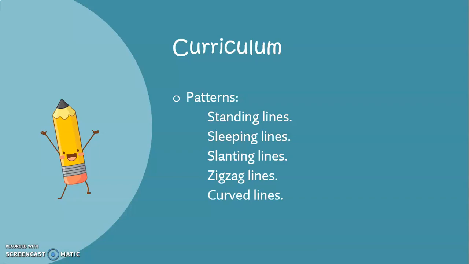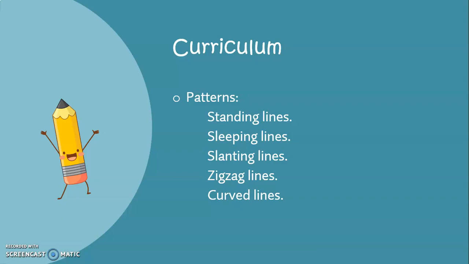Now for writing, we have the patterns like standing lines, sleeping lines, slanting lines, zigzag lines and curved lines. So these are the 5 things which are included in your nursery syllabus. Okay, so this your child will be doing. If your child is already in a school, he must be having a worksheet where you have all these. So help him do this.